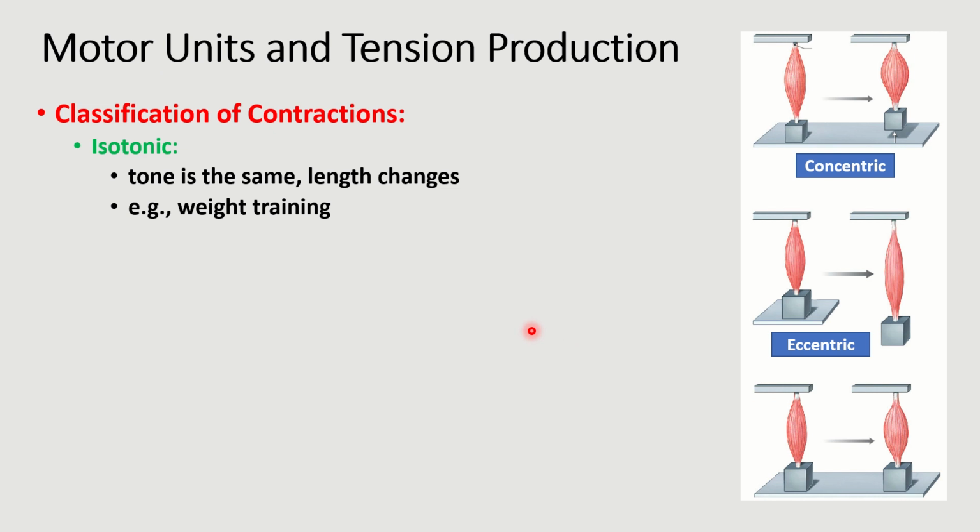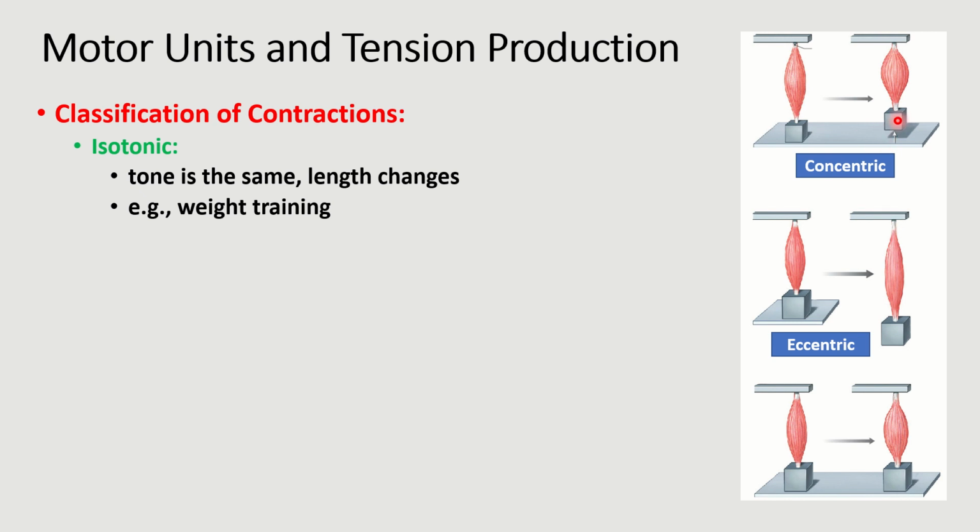Classification of different types of contraction. One is called isotonic. So iso means equal or same, and tonic is related to the tone of the muscle. Here you have the same tone, but the length may be different. So one is concentric, it means the length of the muscle decreases, and the other one is eccentric, which means the length of the muscle increases.